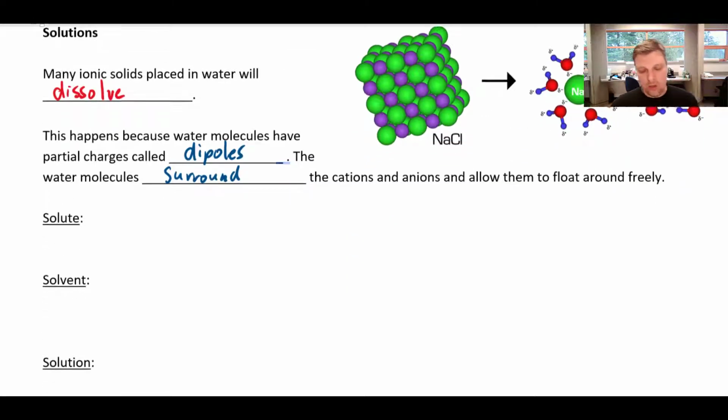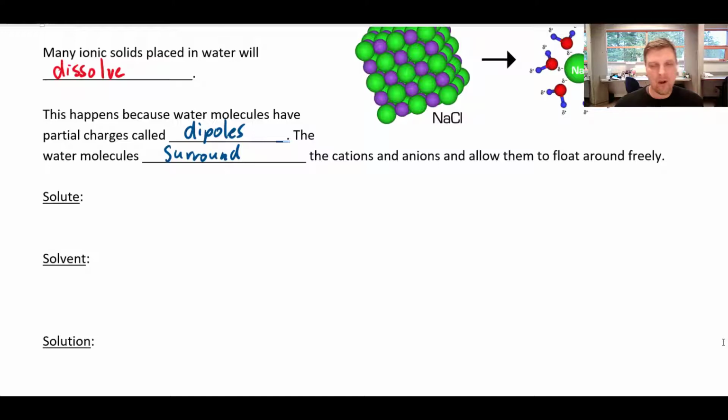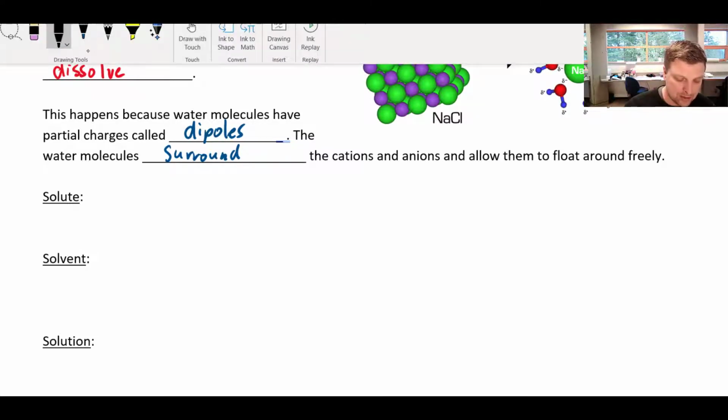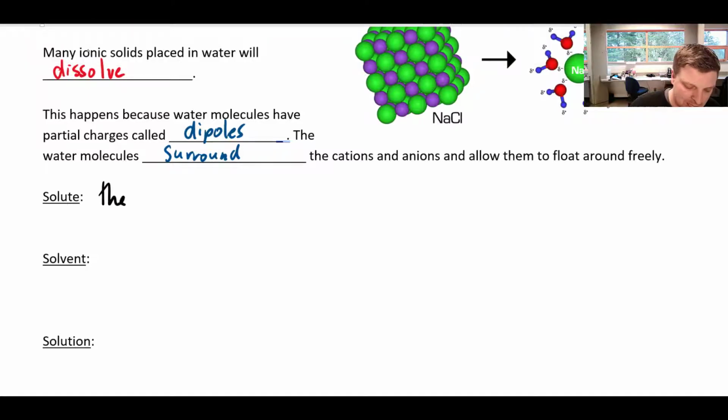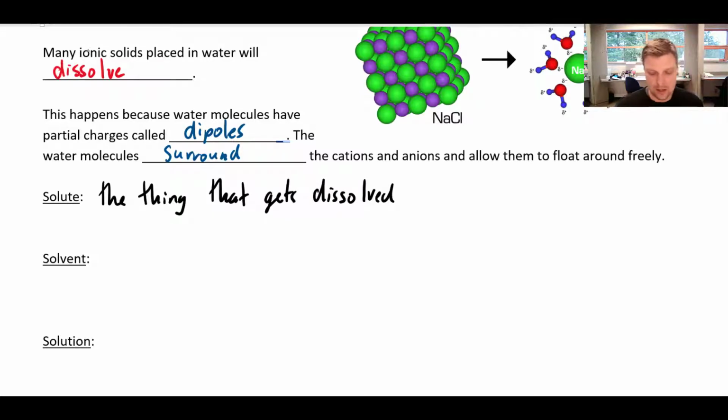And so when we have a solution, there are parts of a solution called a solute and a solvent. So the two parts of the solution. The solute is the thing that gets dissolved. So in this example here, we're talking about salt. But that could be anything. It could be sugar or food coloring or hydrochloric acid or whatever. It's the thing that gets put into the container that gets dissolved by something else.